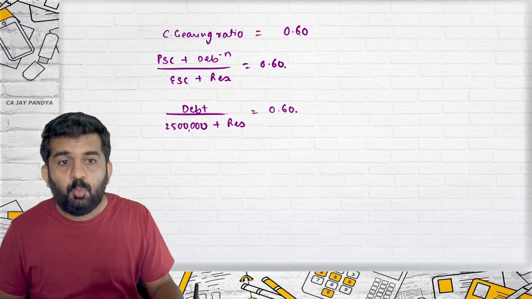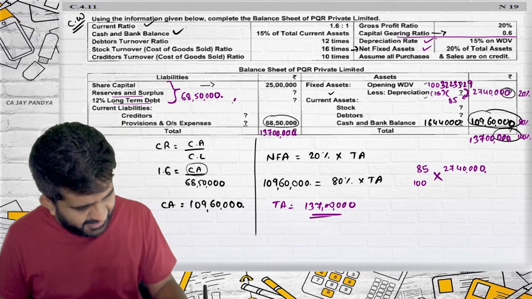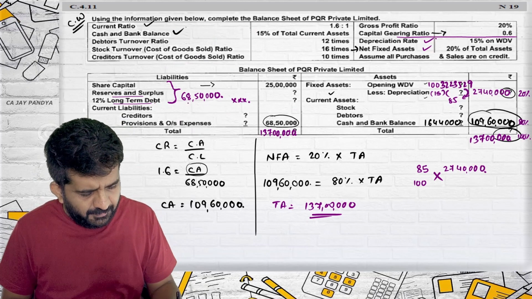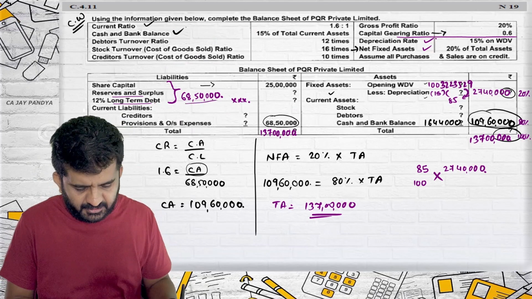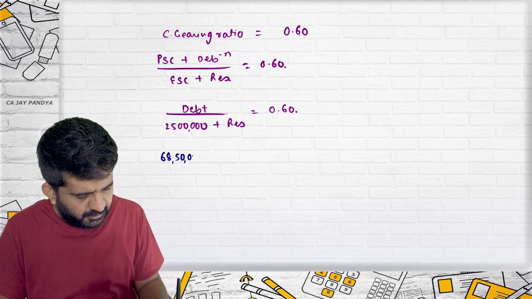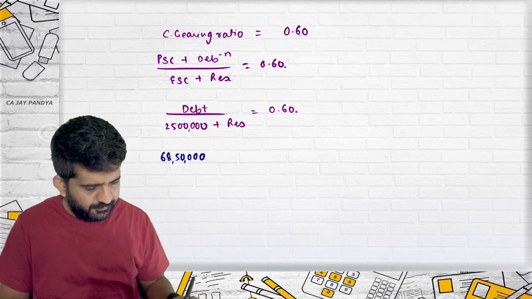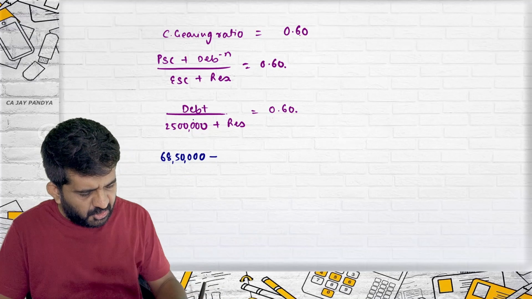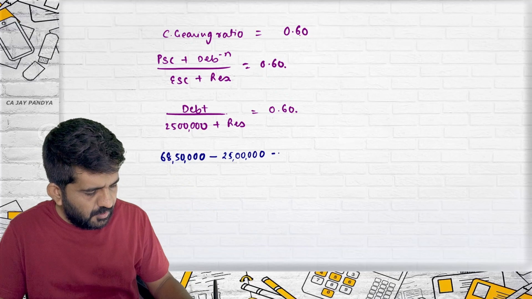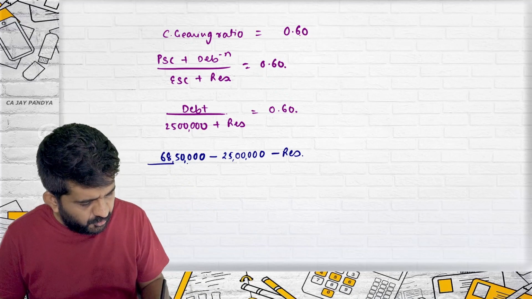Alright, what will be debt? Try to concentrate. This figure, debt, will be 68,50,000. Let me write it down along with it. 68,50,000, which is the total of equity plus reserve plus debt, minus equity, which is 25 lakhs, minus reserve, will be equal to debt numerator.